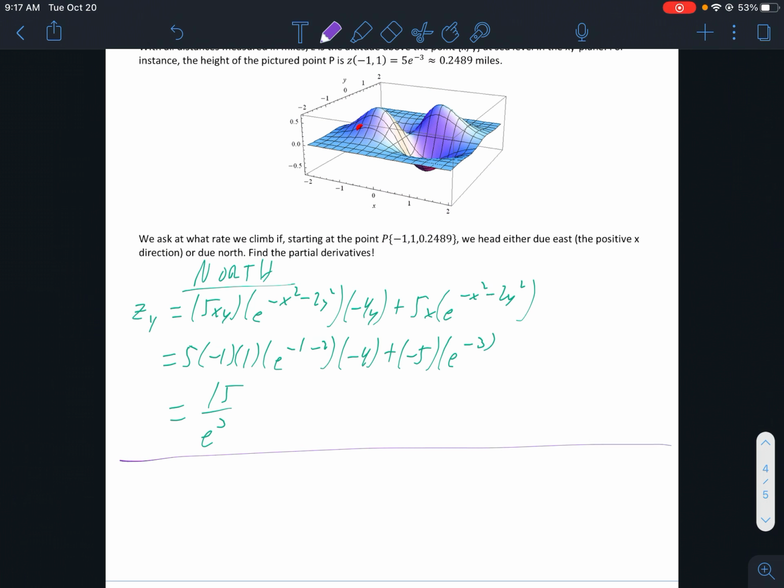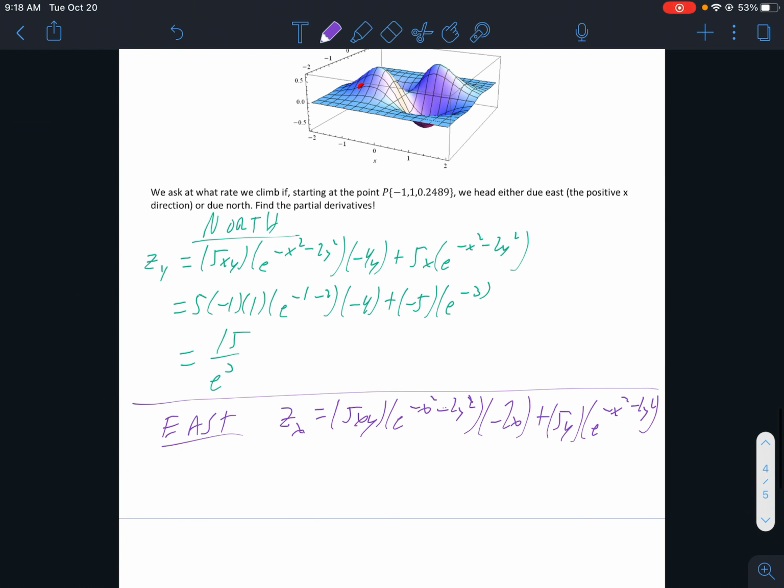And we can repeat that process for east. So for east, obviously, we're going to be heading in the x direction. So it's a very similar partial derivative, except this time we're multiplying by -2x instead of -4y, and 5y here instead of 5x. But the rest of it's pretty much the same.